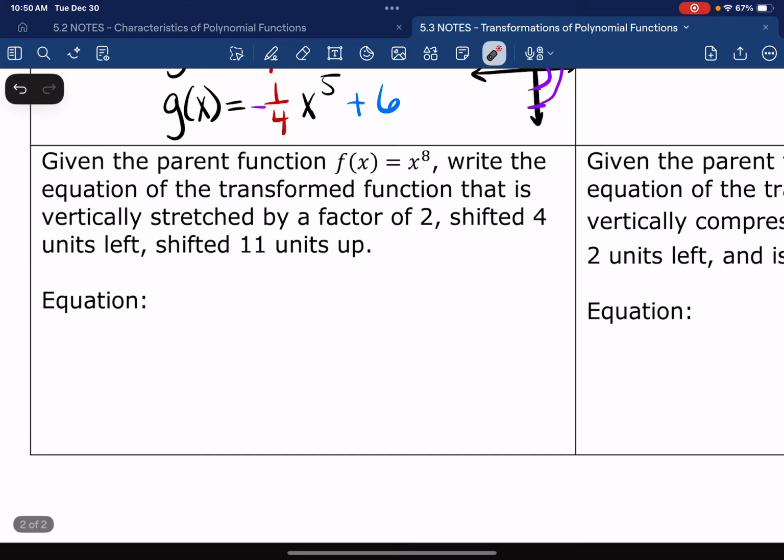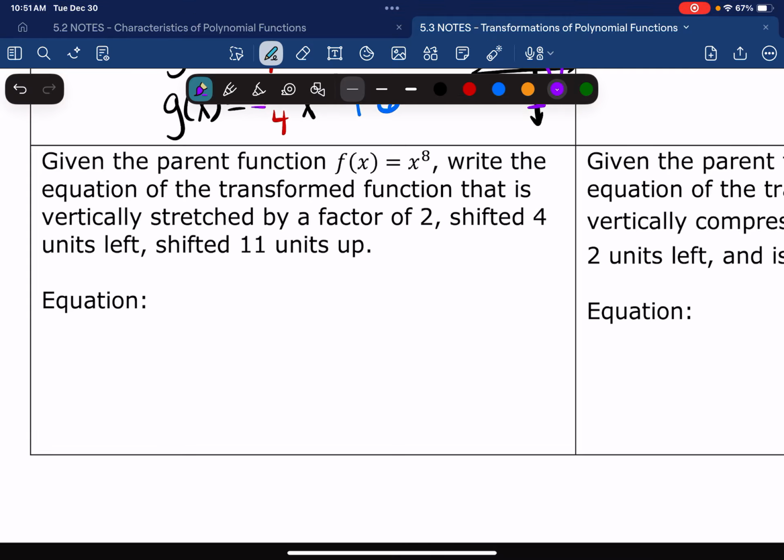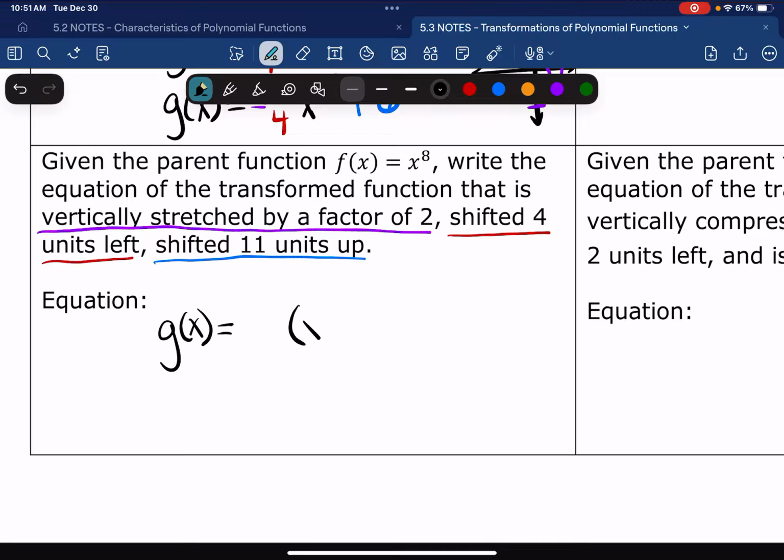And then our last example, it says, given the parent function f of x equals x to the 8th power, write the equation of the transformed function that is vertically stretched by a factor of 2. So let's underline, vertically stretched by a factor of 2, shifted 4 units left, and shifted 11 units up. All right, so we have our parent function f of x equals x to the 8th. So I'm going to start out with g of x again, and I am going to leave some space here just to add in all of the missing pieces that I may or may not need.